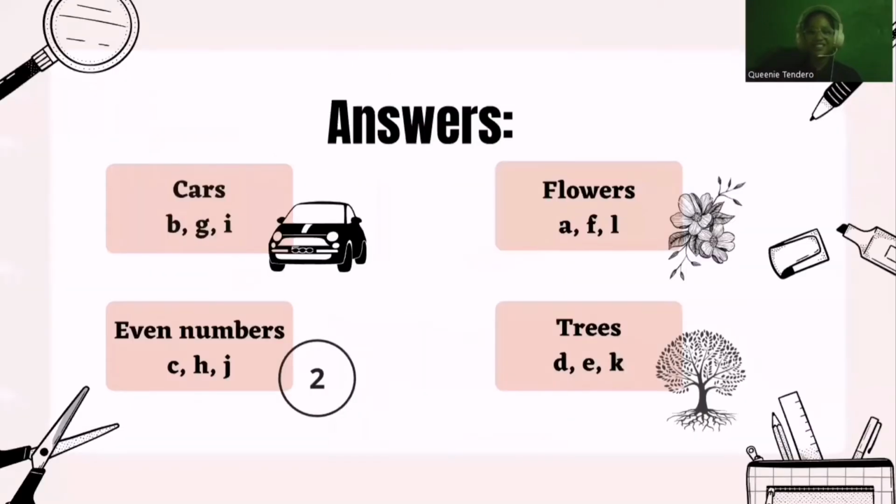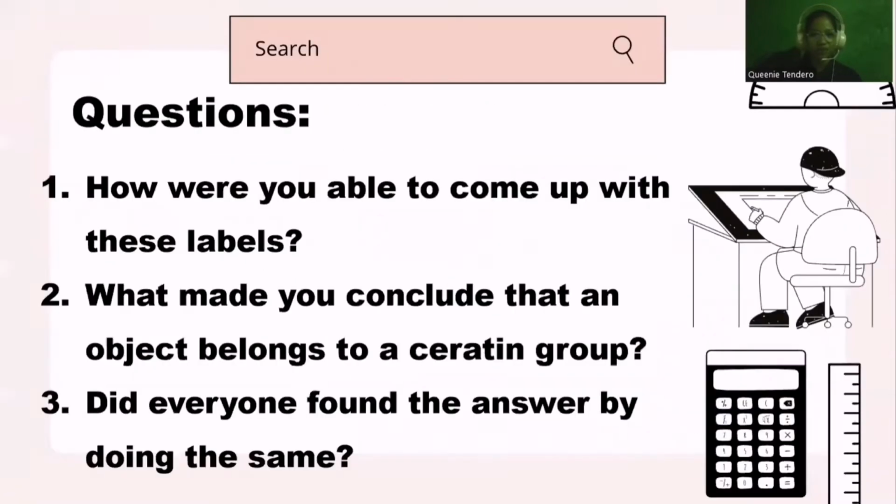Okay. Congratulations, everyone. You all got the correct answer. Let me ask you some questions. How were you able to come up with these labels? Yes, Miss Yunsai? Very good observation. She mentioned that what they did is to identify the object first and label it according to the group. For number 2, what made you conclude that an object belongs to a certain group? Yes, Mr. Dote? Very good. For number 3, did everyone find the answers by doing the same? Okay, very good, everyone. I can see that you are all ready for our topic for today.